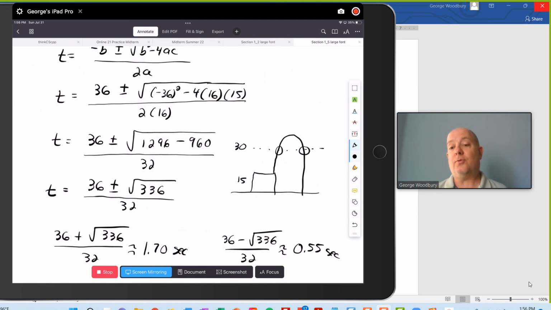All right, that does it for the projectile problems. I hope that's helpful. We'll move on to the next section after this.